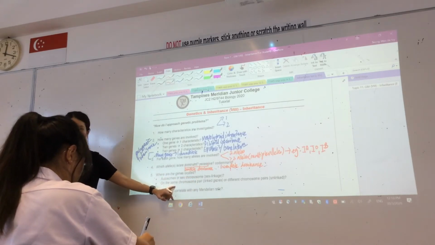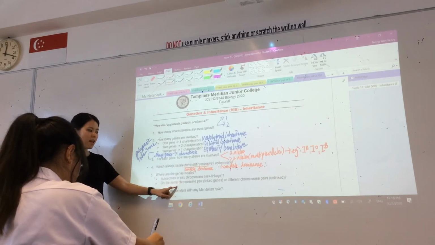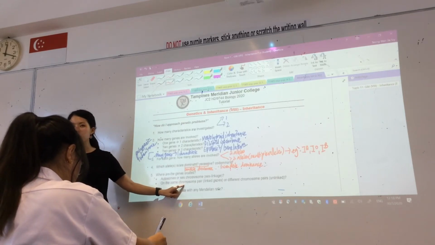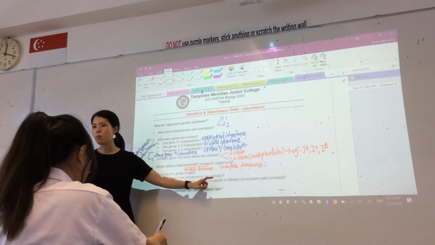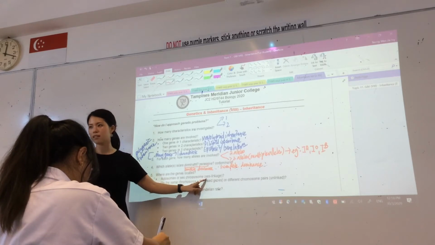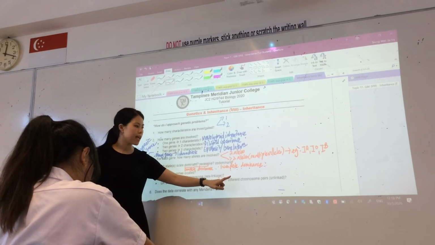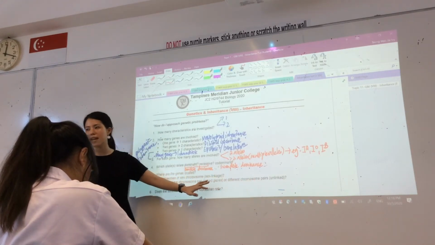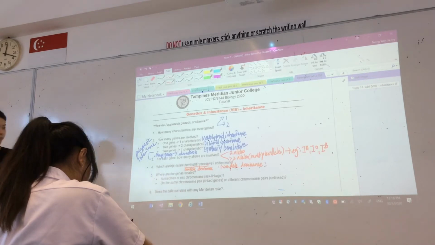Now, the genes, if you're looking at more than one gene, it could be located on the same chromosome. Now, if the genes are located on the same chromosome, we call them linked genes. Right? Why are they linked genes? Because the genes tend to be inherited together. Okay? Now, if we are looking at more than one gene and they are on different chromosomes, we call them unlinked genes. Okay, so that's what the terms mean.